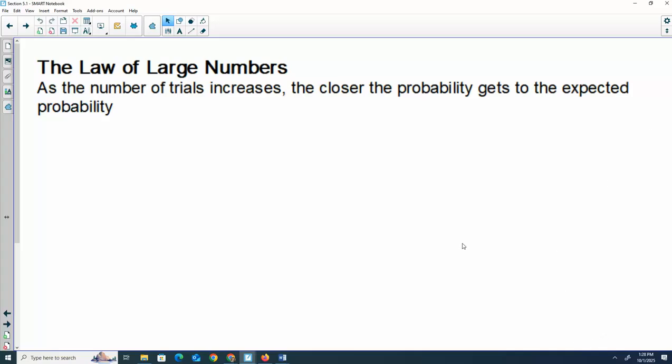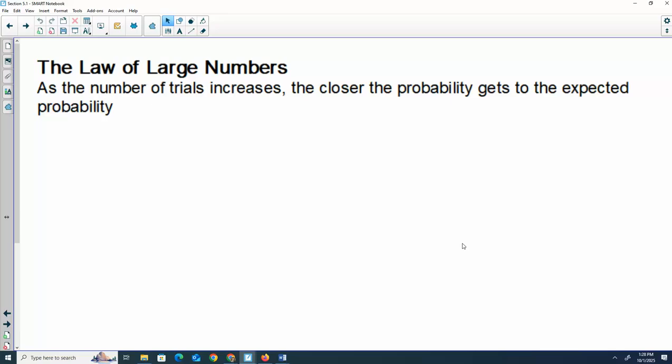Here's what I want you to think about. If I flip a coin, what is the probability that I will get a heads? 50-50. Okay, 50% chance that I will flip it and get a heads. So does that mean if I flip the coin twice, I will get 1 heads and 1 tails? No. Even though we expect a 50% chance of heads, we know that's not necessarily what will happen.